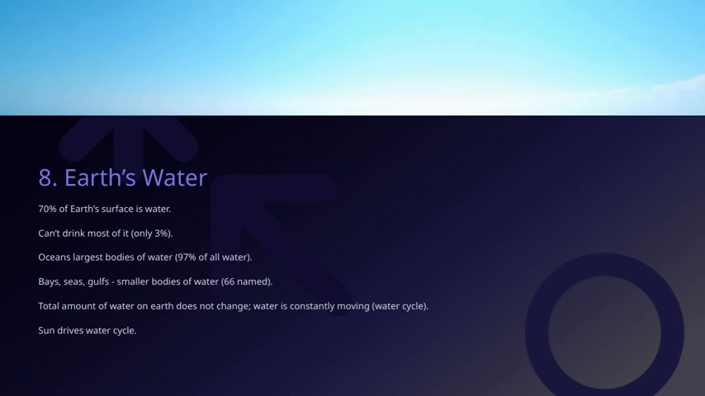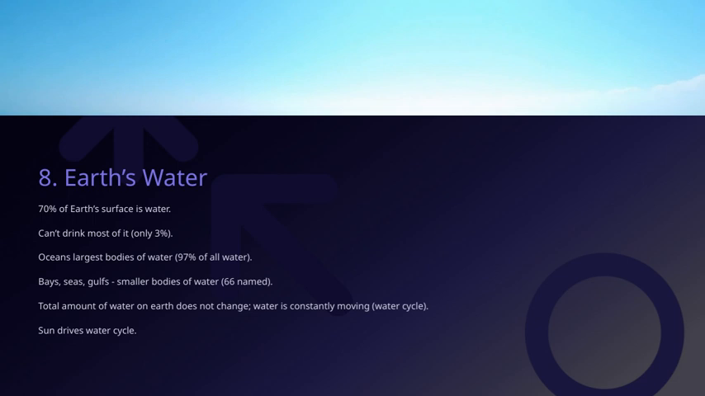When we look at bodies of water, we see smaller ones like bays, seas, and gulfs. There are about 66 of these named. But the largest bodies are the oceans, which hold about 97% of all the water on Earth. It's important to note that most of this ocean water isn't drinkable, because only about 3% of all water on Earth is fresh and accessible for us to use.